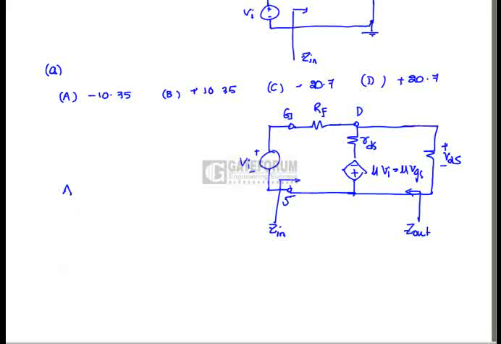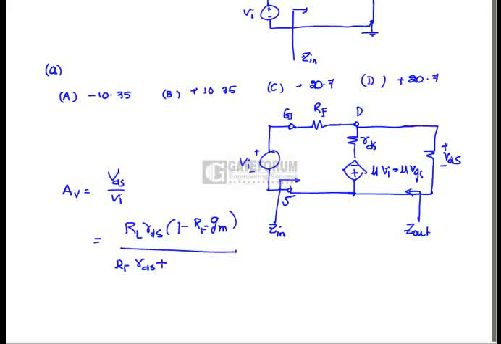Now the voltage gain AV equals VDS by Vi, which equals RL RDS (1 minus RF gm) divided by RF RDS plus RL RDS plus RL RF. If we substitute the data given in the problem, we will get minus 10.35, which is option A is true.